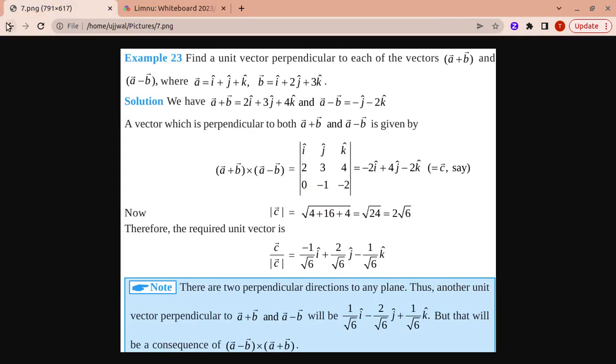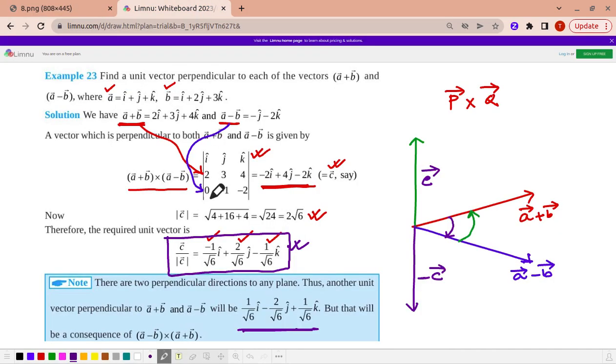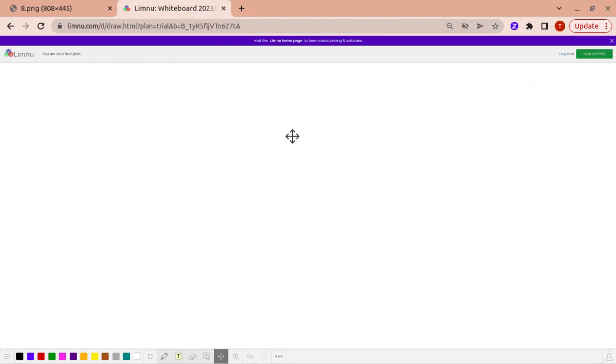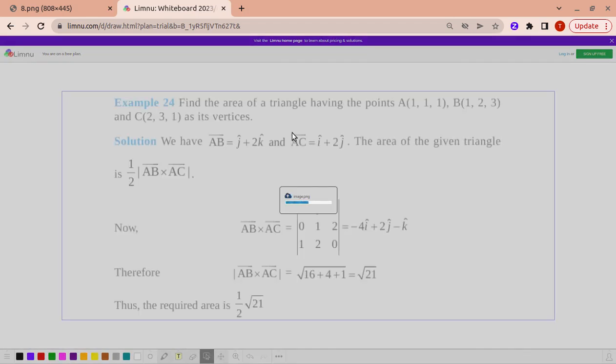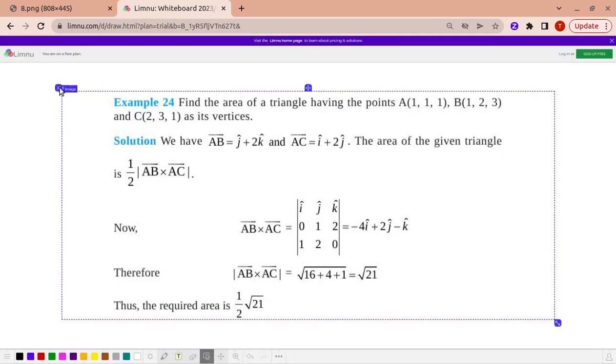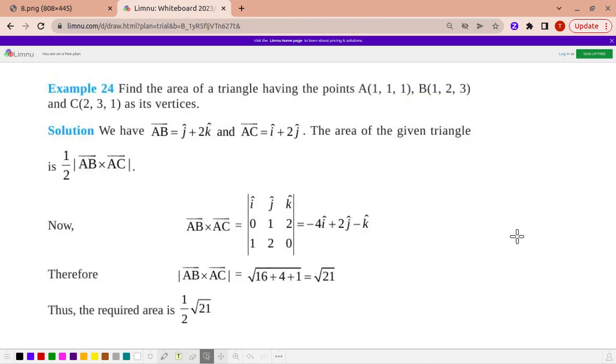Now let me proceed to the next question, which is related to finding the area of a triangle. Dear students, first let me read the question. Find the area of a triangle having the point A with coordinates 1, 1, 1, the point B with coordinates 1, 2, 3, and the point C with coordinates 2, 3, 1.